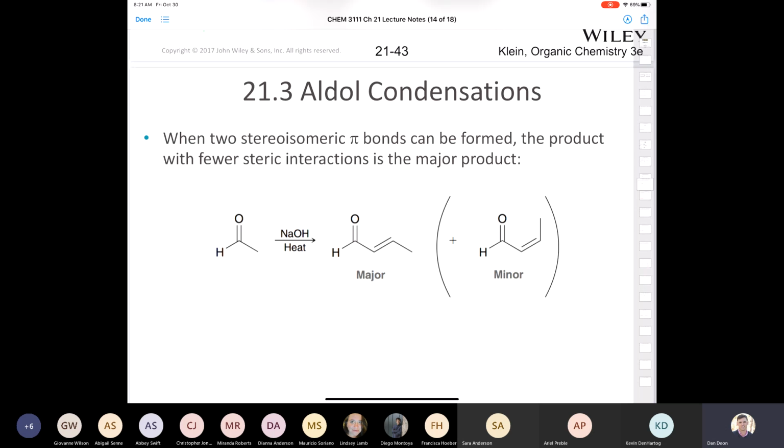In fact, if you rifle through the problems that I assigned from this chapter, or the problems I asked you to do anyhow, I don't even know if he asks you to designate major and minor products, really. There might be one in there, but I don't remember it.